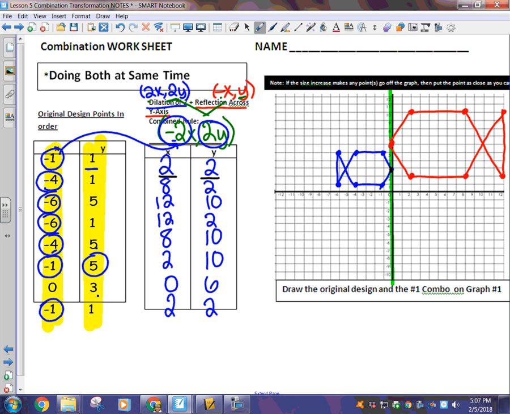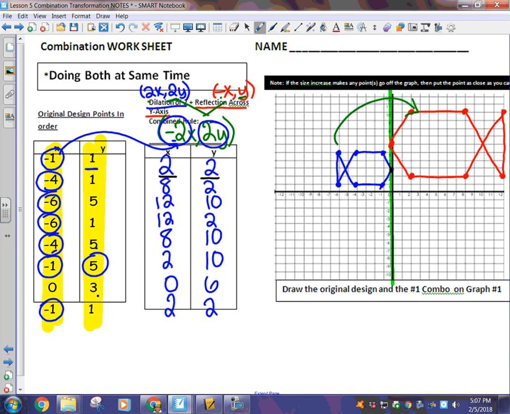Now, can you tell that the fish actually got twice as big? I hope that you can see. It did get twice as big, and at the same time, it actually reflected to the other side of the y-axis. So I was able to do 2 combinations or 2 compositions. I doubled the fish, and I reflected across the y-axis, and I was able to do that all at once.